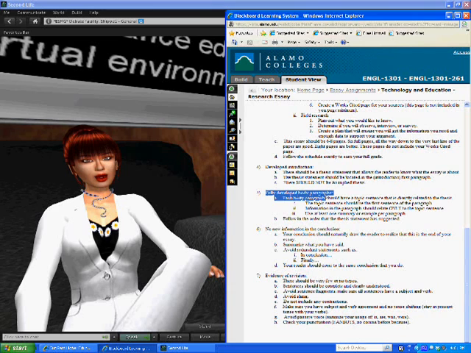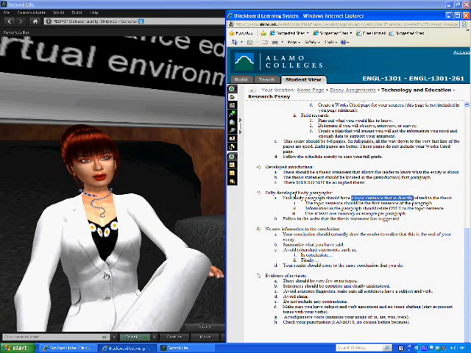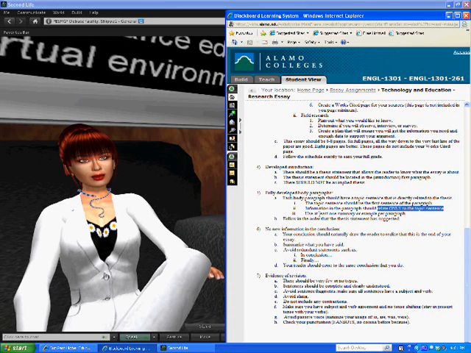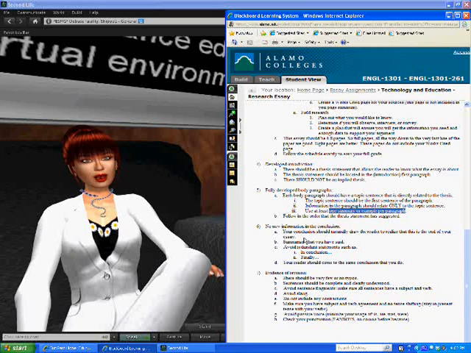Make sure that you have fully developed body paragraphs. Each body paragraph should have a topic sentence. Topic sentences should be the first sentence of the paragraph. Information in that paragraph should relate only to the topic sentence. Okay? Stay focused. Use at least one summary or example per paragraph. Follow in the order that the thesis statement suggests. No new information in your conclusion, so when you come to your conclusion, stay focused. Don't help the reader come to that same conclusion with you.